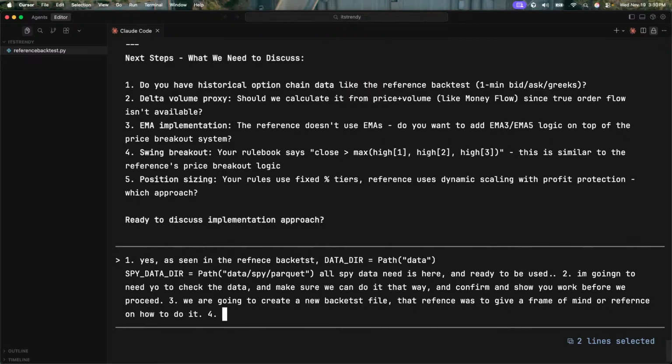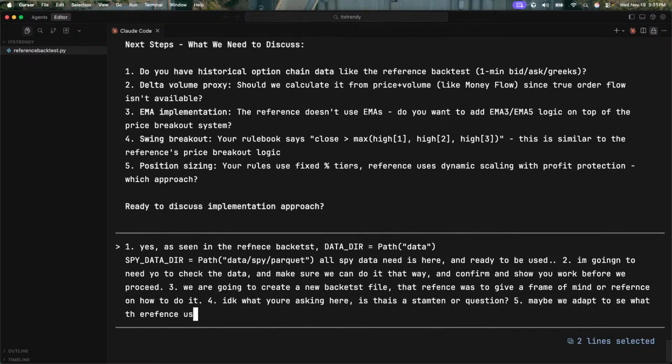Four, your rulebook says close min max. Okay, this is similar to the reference price breakout logic. I don't know what you're asking here. Is this a statement or question? Your rule uses fixed tiers. Reference uses dynamic scaling with profit protection. Maybe we'll adapt to use what the reference uses if it benefits this algo.